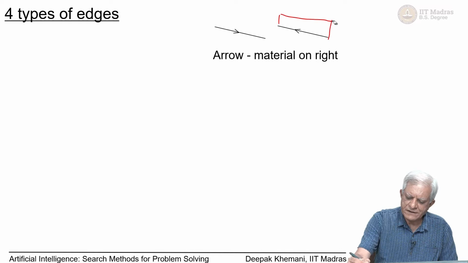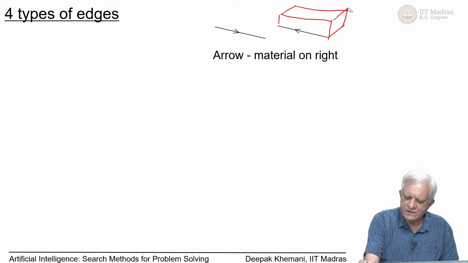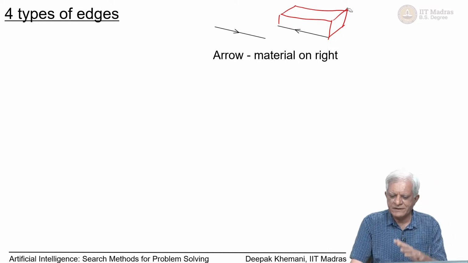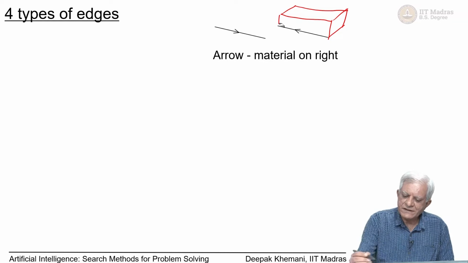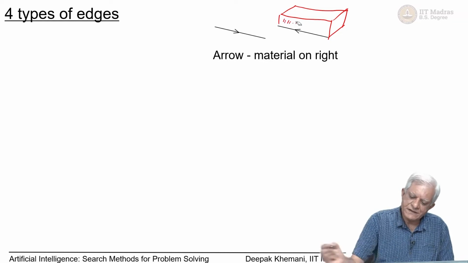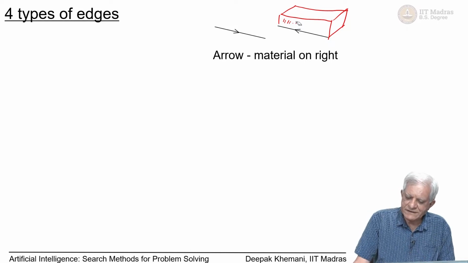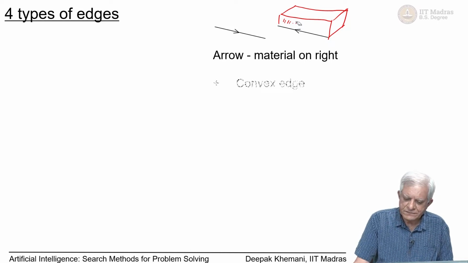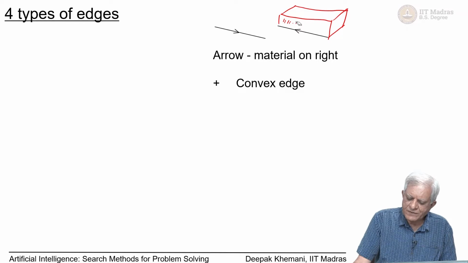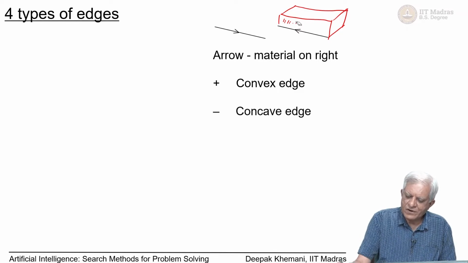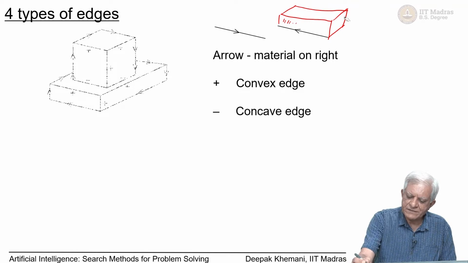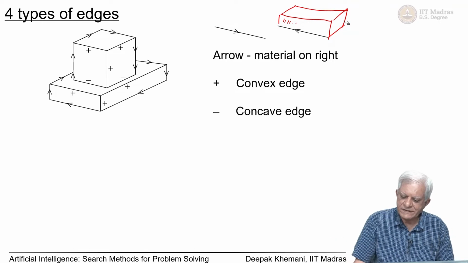So, for example, if this was an object like this, which is a trihedral object, assume that this is a cuboid and these are all planes, but you can see that the material is on the right side of the object essentially, and that is what the direction of the arrow represents essentially. The other 2 types of edges are convex edges or concave edges. So, all the edges that we see in the diagram here are convex edges.